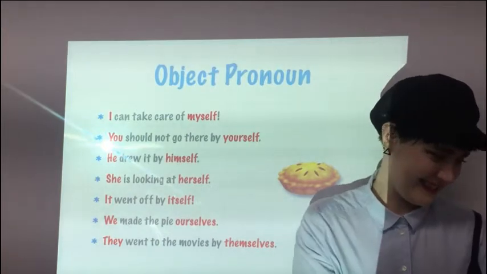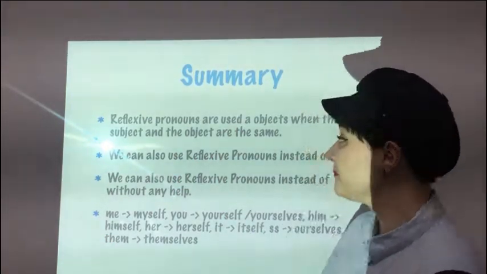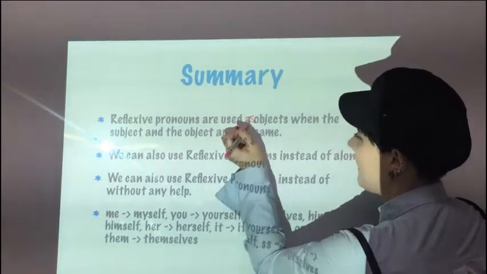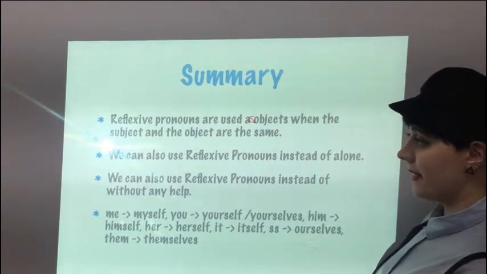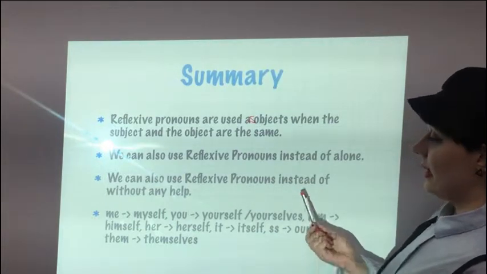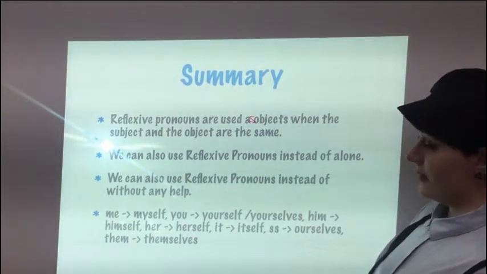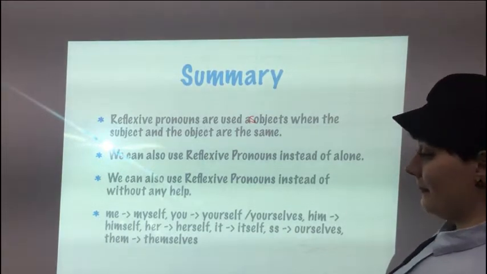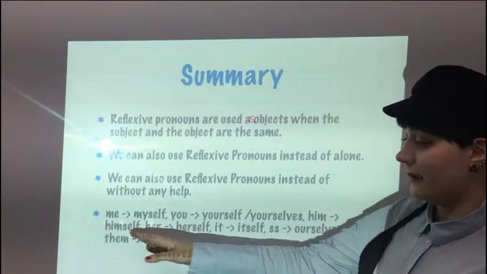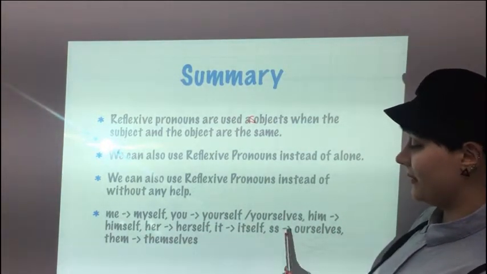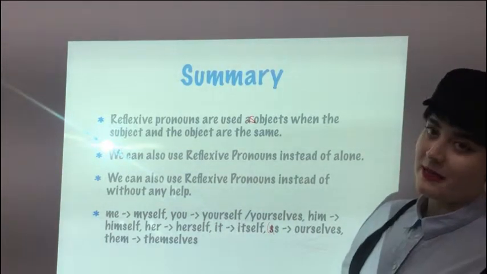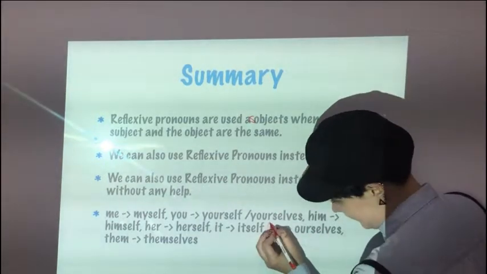And that's it. Let's take a look at our summary. Reflexive pronouns are used as objects when the subject and the object are the same. We can also use reflexive pronouns instead of alone, instead of without any help. So then we have me, myself, you, yourself, or yourselves, him, himself, her, herself, it, itself, us, ourselves, and them, themselves. So here instead of SS, it's a US.